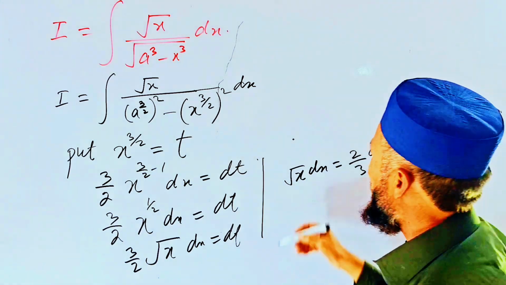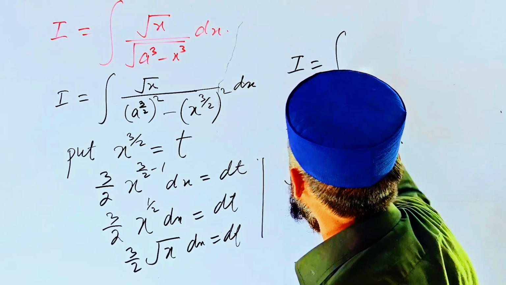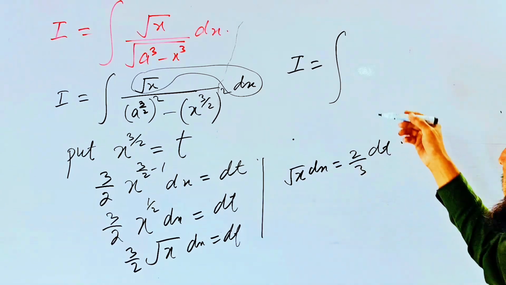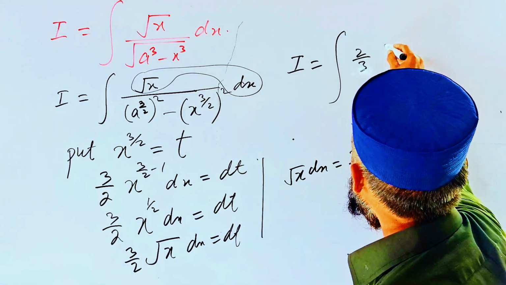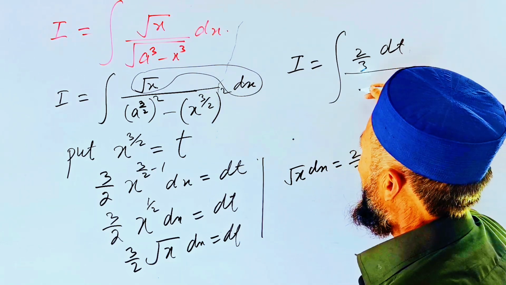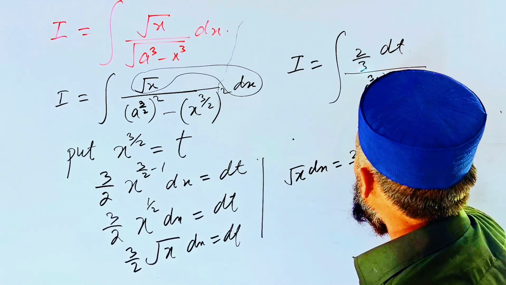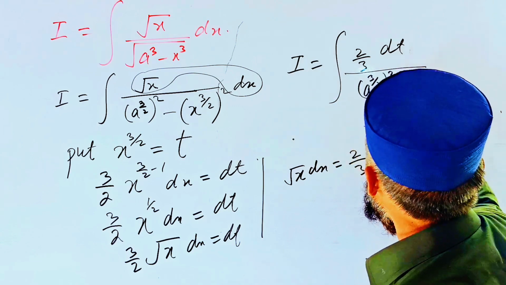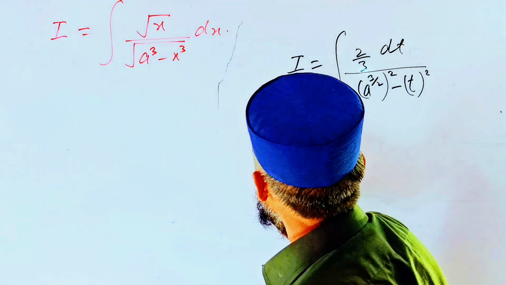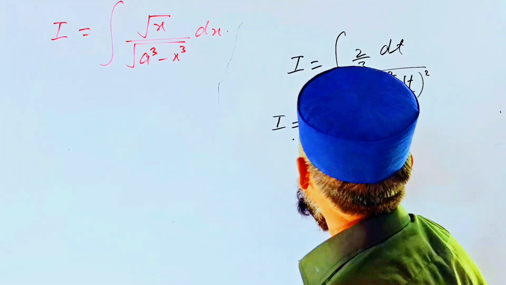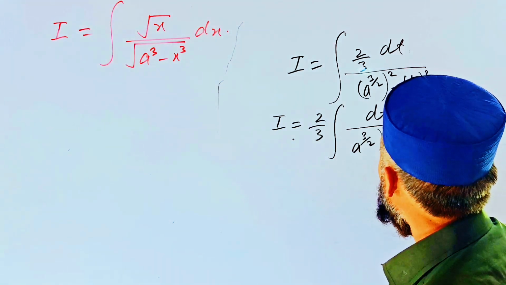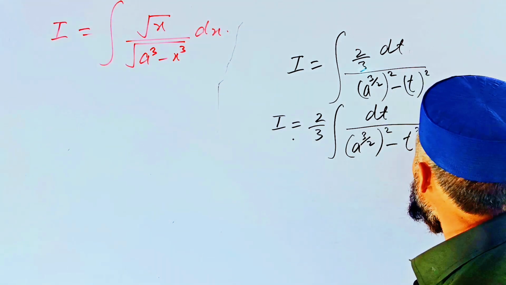Now we substitute in this integration I is equal to, in the place of this term, we put here 2/3 dt. In the place of this term we put here a^(3/2) square minus, in the place of this one, t square. Now 2/3 we take outside the integration: dt divided by a^(3/2) square minus t square.